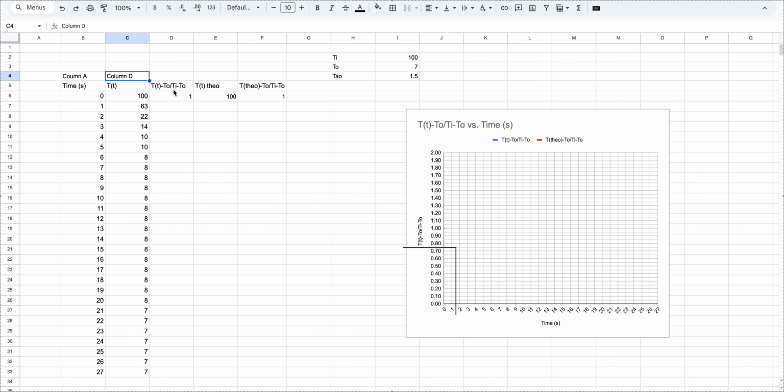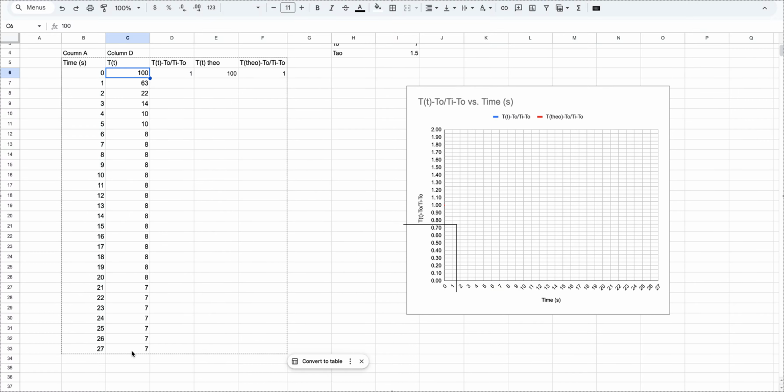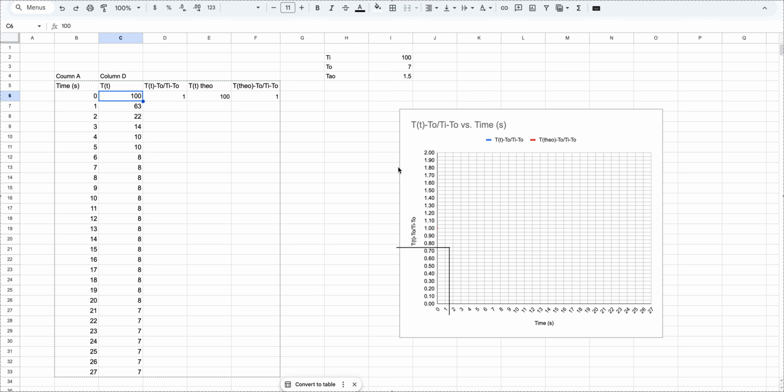So, first you need to find the dimensionless temperature, which is temperature at time t, which is this one. T naught is the lowest temperature in the Excel file. This is 7. In your Excel file, you will have different data. Always pick the lowest number. This is T naught, right? Divided by Ti. Ti is the highest temperature, initial temperature. This is 100 for this file. For your Excel file, this should be different.